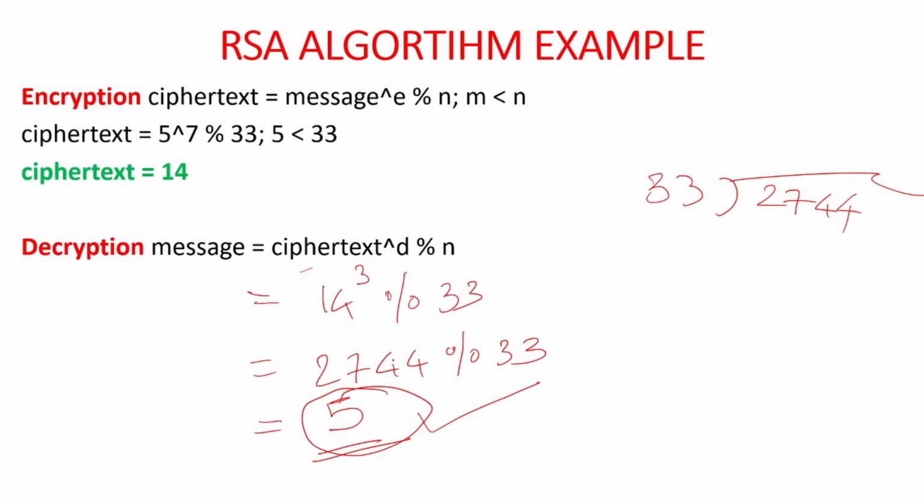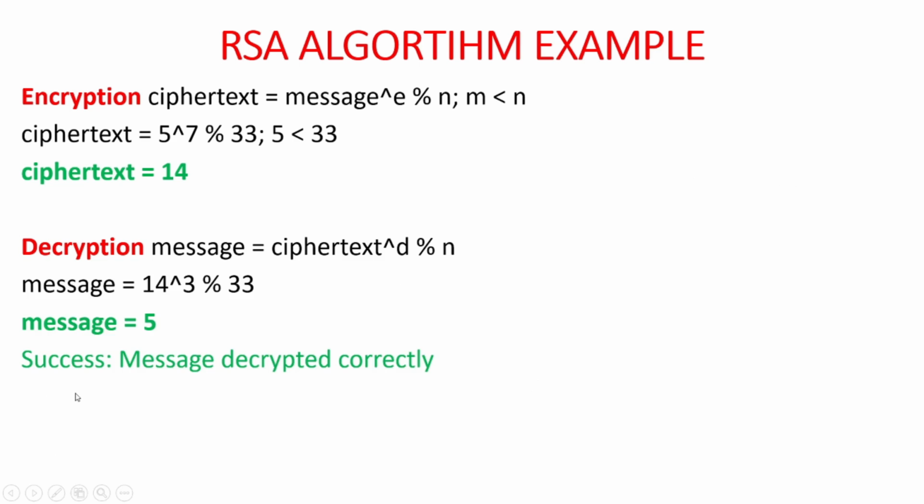So this way you can solve the RSA algorithm problem. So you can say that if you get the original message at the receiver's end, that is message equal to 5 we got, which was the original message sent by the sender, you can say the message decrypted correctly and successfully. If you don't get the original message as an answer, either your keys were wrong or while solving you have made a mistake. So this way you can solve the RSA algorithm problems.